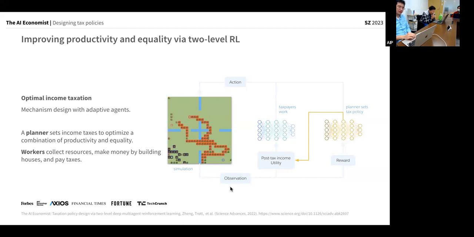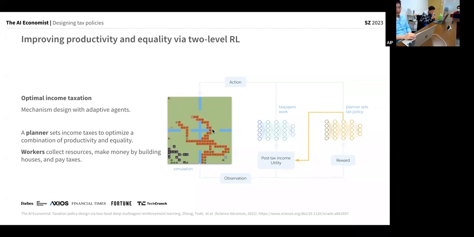Going back to this framework that I showed you before, we have the simulation of the two-dimensional world, and in this world, agents can collect resources like stone and wood. These agents are working to collect these resources, and then they can build houses with them. Once you build a house, you earn some money. Then these workers also pay taxes. So there's also a government in this world, and this government is deciding what the tax rates are.